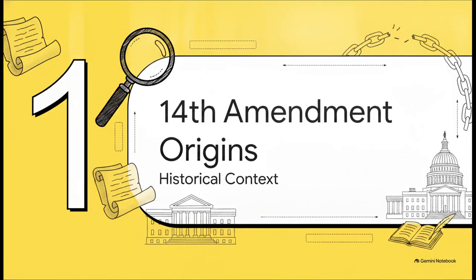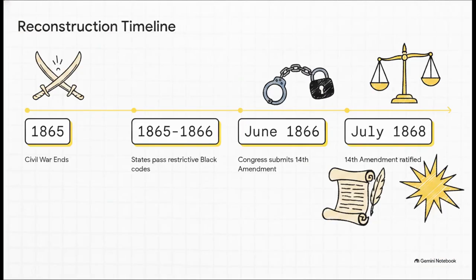Section 1. Origins of the 14th Amendment. Okay, so the Civil War ends in 1865, but almost immediately Southern states started passing these highly discriminatory laws known as Black Codes. I mean, these codes were essentially designed to drag formerly enslaved people back to a status that looked an awful lot like serfdom. People could literally be arrested just for being unemployed.